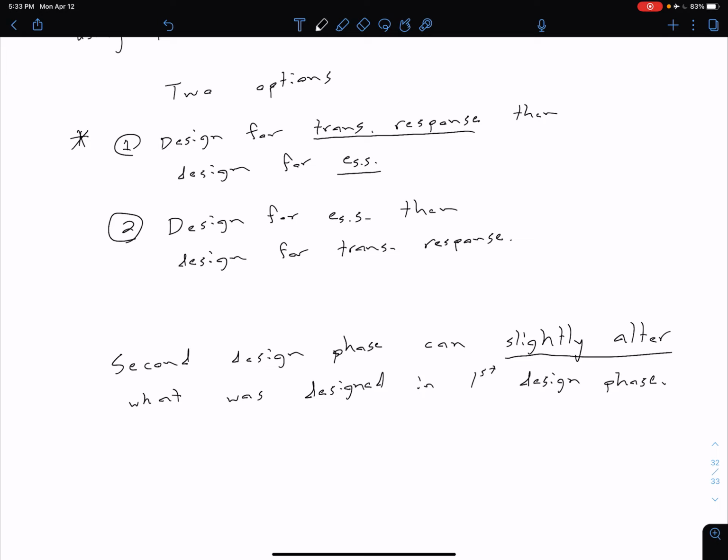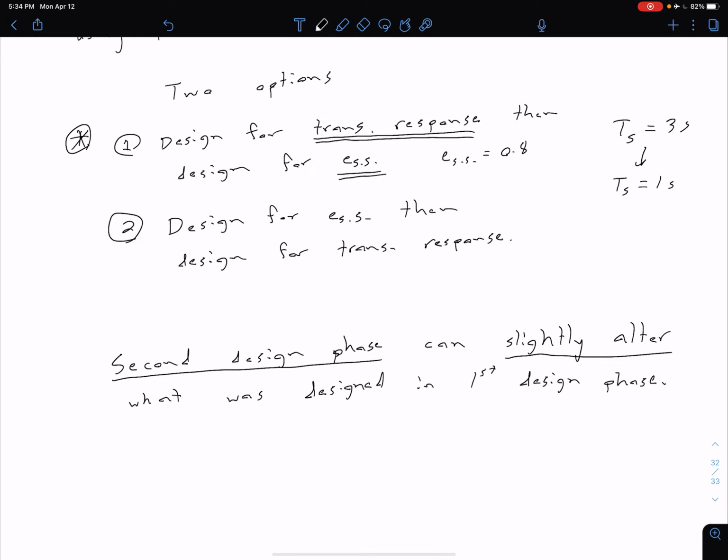In this case, because we're looking at method one, we're going to start by designing for our transient response. Let's say we designed it so that our Ts was initially 3 seconds, and we made our Ts with the compensated system go down to 1 second. When we come back and do the second design phase, maybe now we want to decrease our steady state error. Maybe we had some finite steady state error of 0.8, and we wanted to decrease that to a value of 0, so increase our system type.